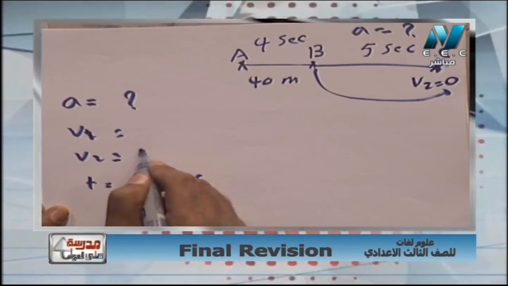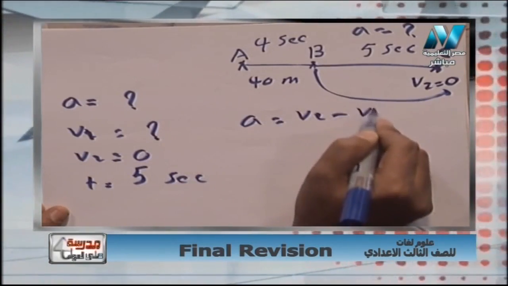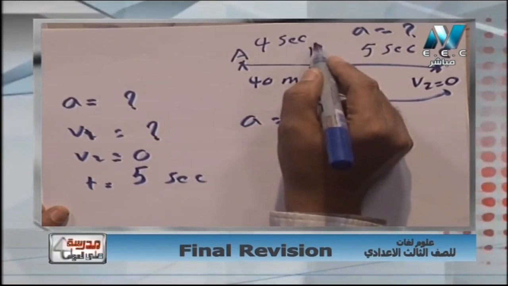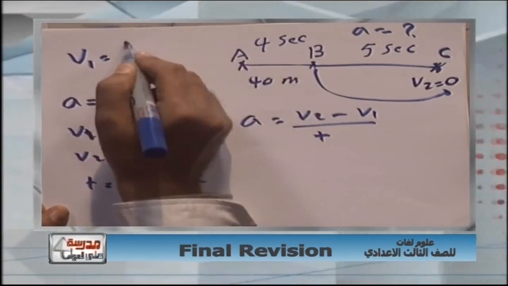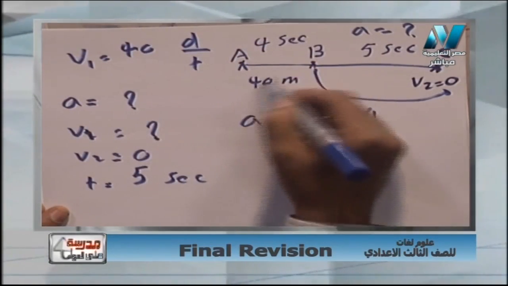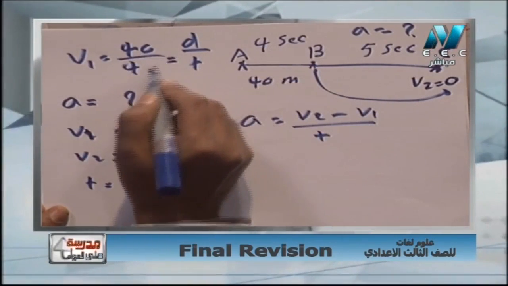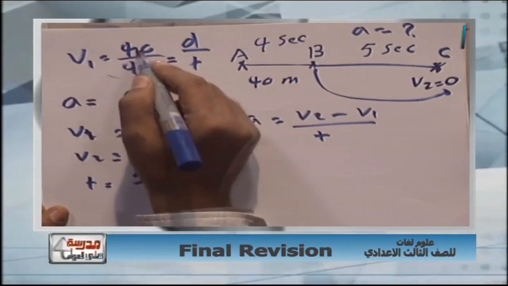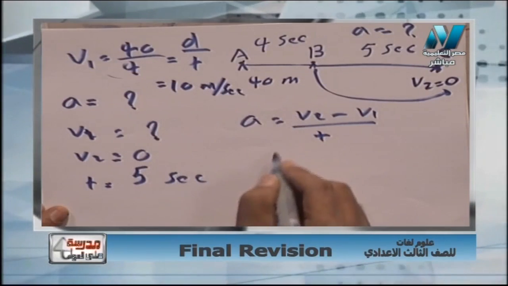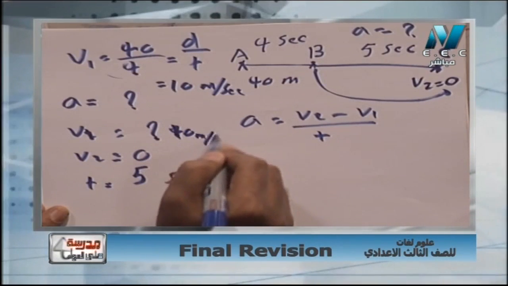V2 equal 0. V1, we don't know. So we need here V2 minus V1 divided by time, but we need V1. I can get V1 by dividing distance over time, because it's regular speed. Distance 40 meters divided by time 4 seconds. So it will be 10 meters per second. So V1 is here 10 meters per second.